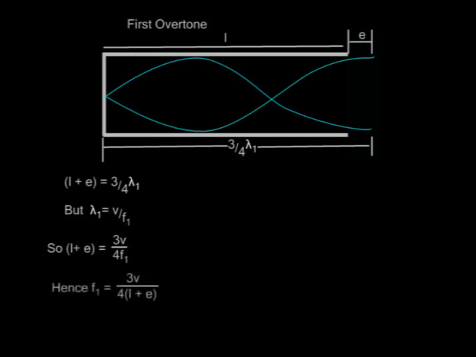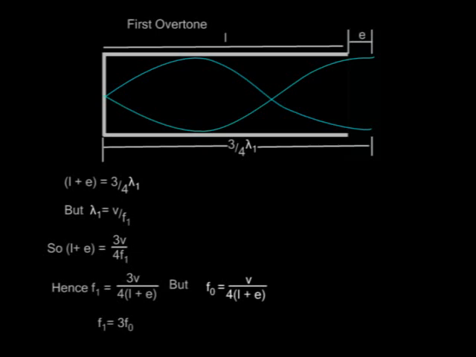Hence, F1 is equal to 3V over 4 into L plus E. But then F0 is equal to V over 4 into L plus E. Therefore, F1 is equal to 3F0. The frequency of the first overtone is thrice the frequency of the fundamental. It is the third harmonic.